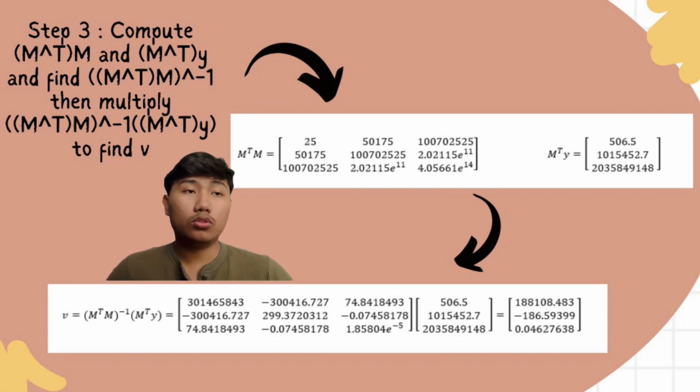Then the final answer for V is: the first row is 188108.483, the second row is negative 186.59399, and lastly the third row is 0.0462768.